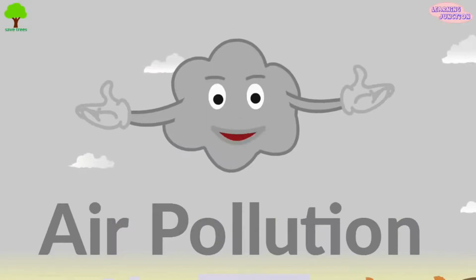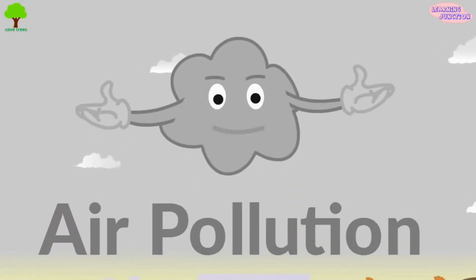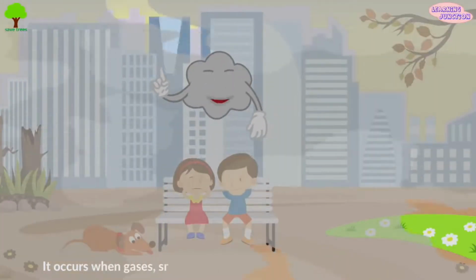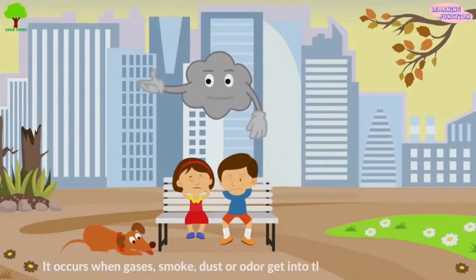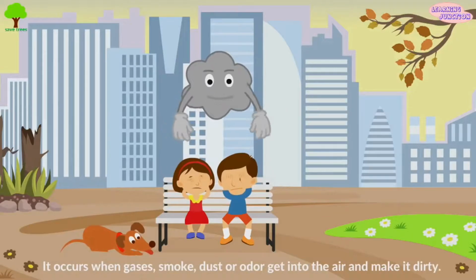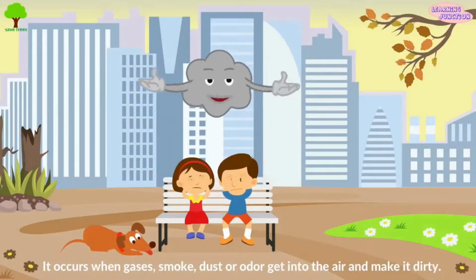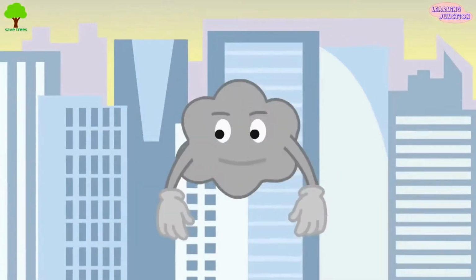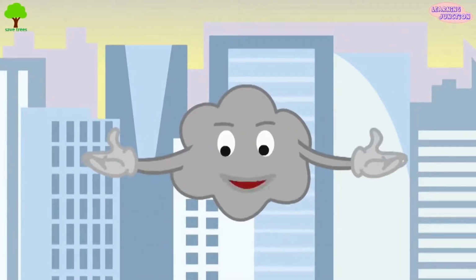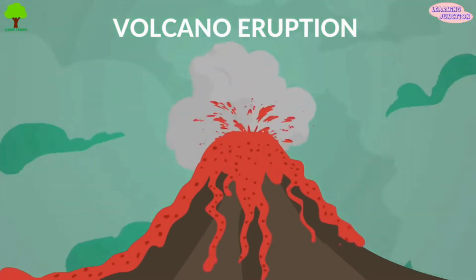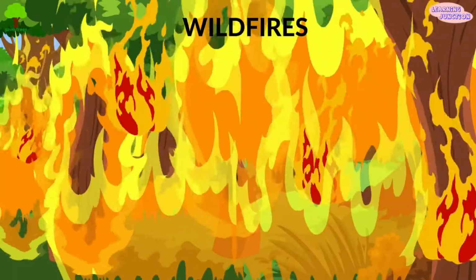Nowadays, every individual is facing problems caused by air pollution. Air pollution occurs when gases, smoke, dust, or other things get into the air and make it dirty. It's very harmful for humans, animals, and plants. There are many causes for air pollution. Sometimes, air gets polluted due to eruptions of volcanoes, dust storms, and wildfires.